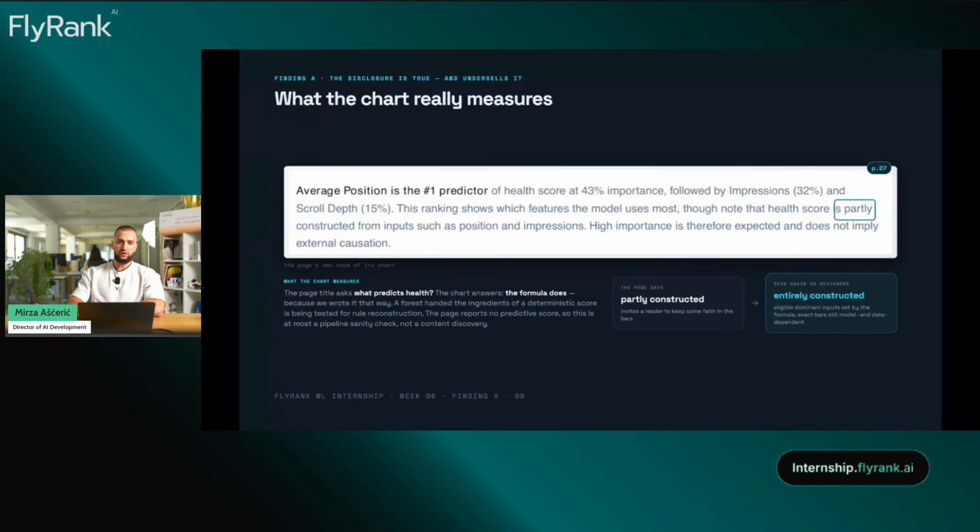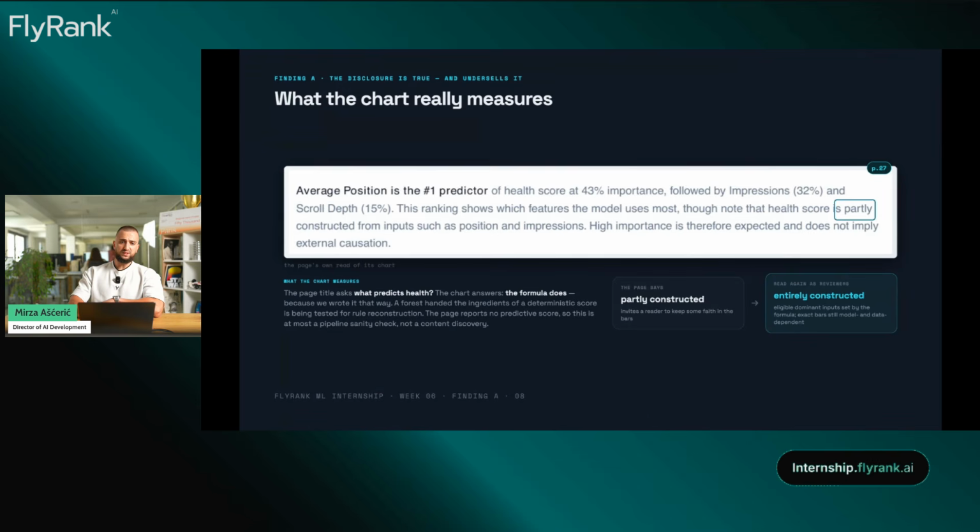It's like checking if a cooking machine can use flour and sugar to make a cake recipe. The paper does say this. It says the good content score is partly made from these things. So the chart shows what is there, not what causes it. And this is true, but it doesn't tell the whole story.